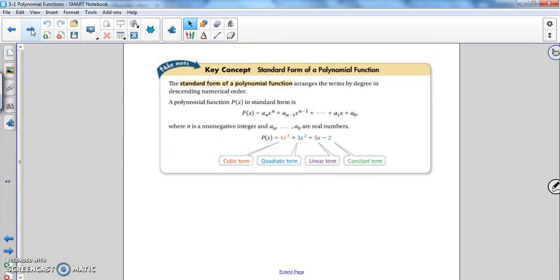So, the standard form of a polynomial. We have our terms arranged by degree in descending numerical order. So, our degrees of each term go from highest to lowest. And the example on the bottom shows that we have our highest degree of 4x cubed plus 3x squared plus 5x minus 2, where we have a cubic term, a quadratic term, a linear term, and a constant term, referring to the exponents of that term.